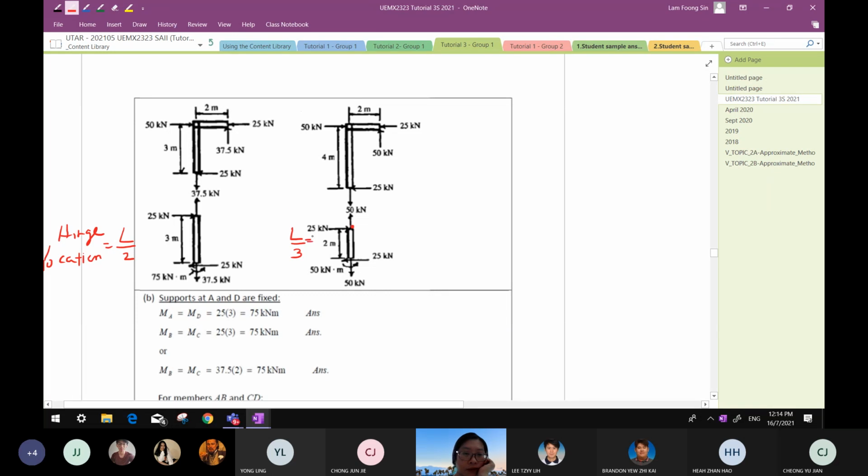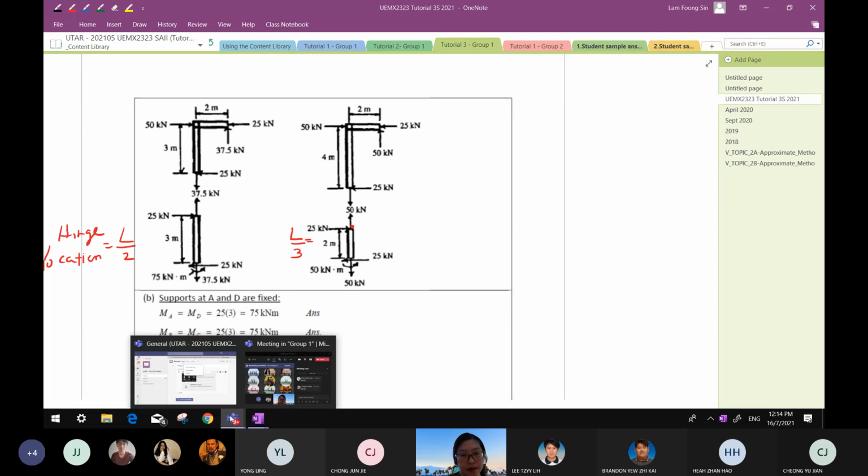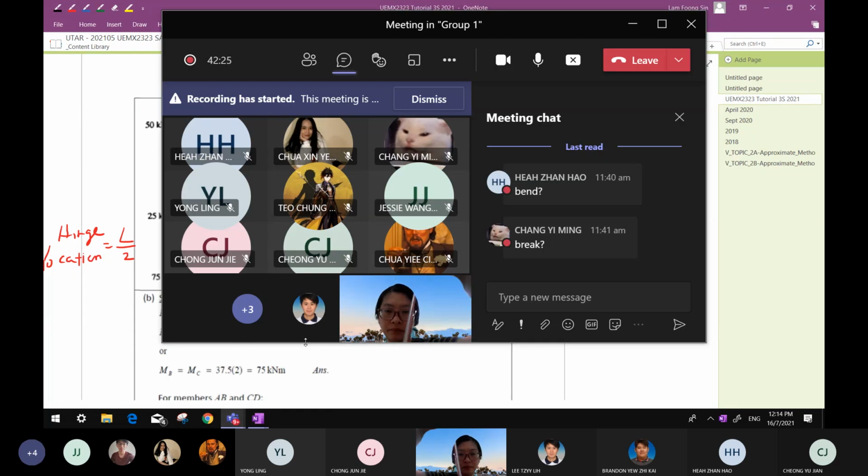Or L on 3, or second. So because the key here is here, you don't really know where it will start to inflect, right? But you can just say that it's going to be about 1/3. Or I can just say perfectly half, also can. Here, half of that length.